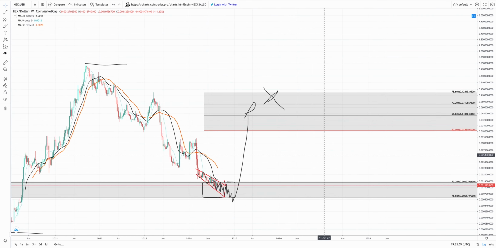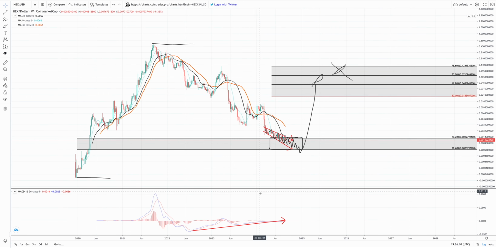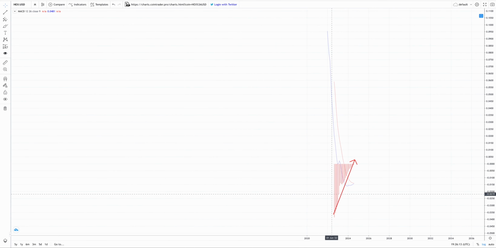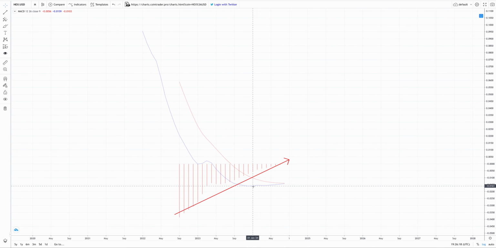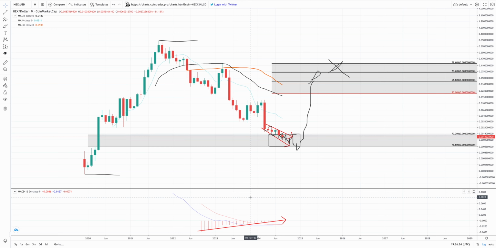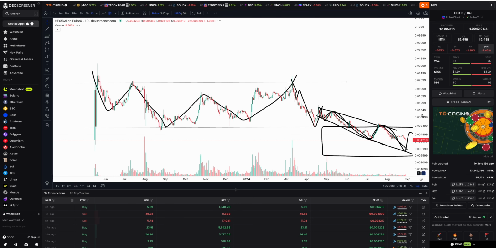But I definitely do think we're going to have a relief rally, because not only are we printing an ending diagonal within a high value area, which would be the 70.2 to 78.6% fib, but we're also printing a monthly MACD cross as well. You see how this is about to cross here with the histogram turning up towards the 0 line, right? So we have the whole ecosystem about to bottom. We have HEX about to form a bottom here within this region, and we have the PulseChain ecosystem forming a bottom as well.